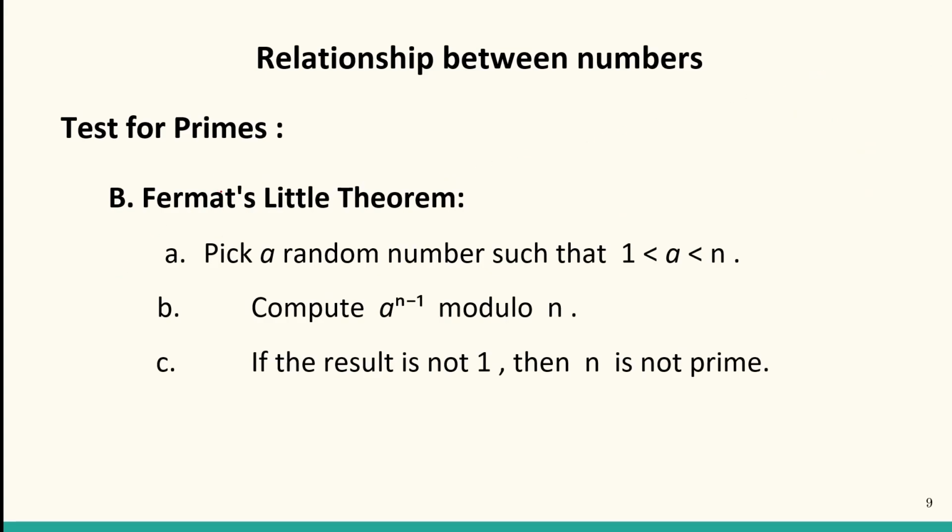So another test is called the Fermat's little theorem. Pick a random number such that 1 is less than a is less than n. Then what we do is compute a power n minus 1 modulo n. If the result is not 1, then n is not prime. We'll see an example on this.